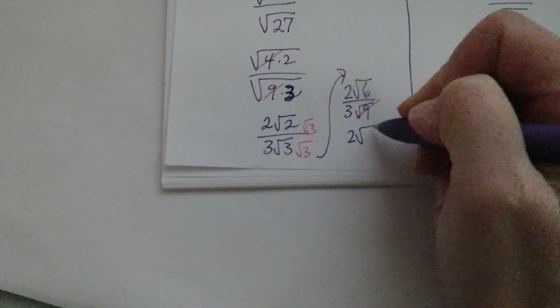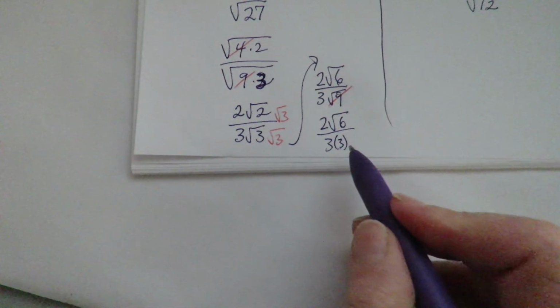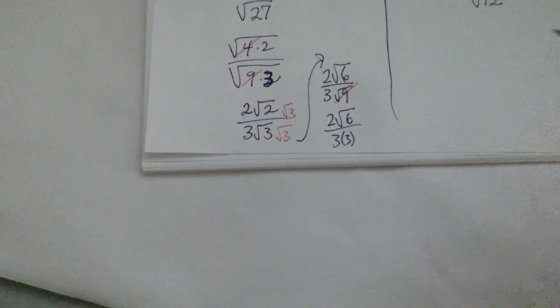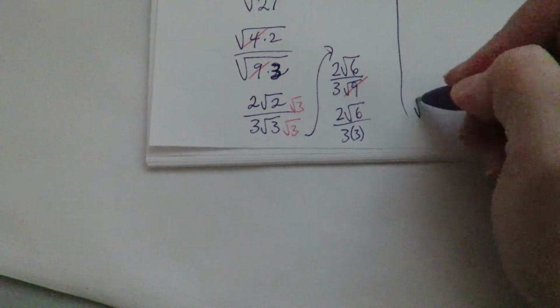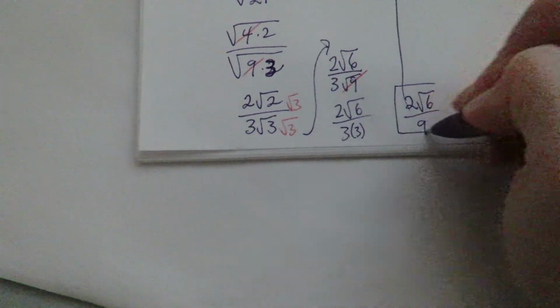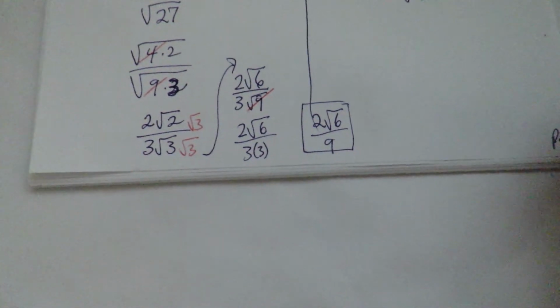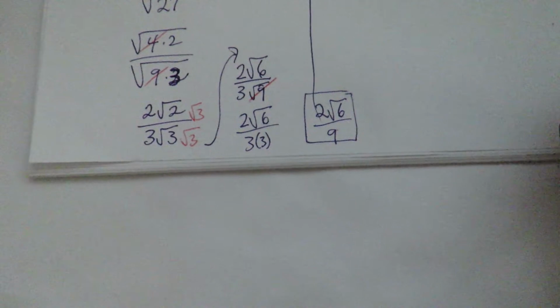So it's 2 radical 6 over 3 times 3. Right, so just make sure at the very end here you multiply that. So the final answer will be 2 radical 6 over 9. And you just look at the end if you can simplify anything here, which I can't, so I'm done.